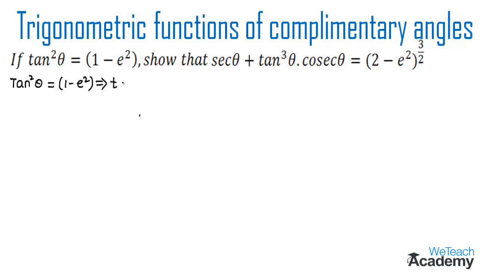That implies we can write tan theta is equal to under root of 1 minus e square. Let us equate this with our definition of tan theta, that is opposite by adjacent.